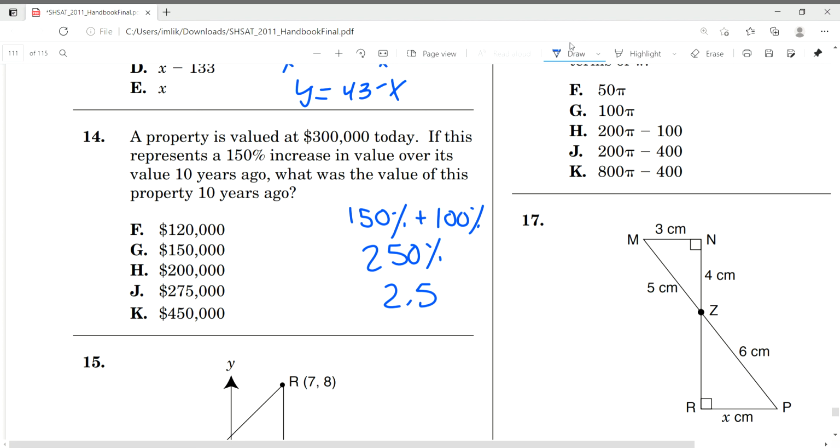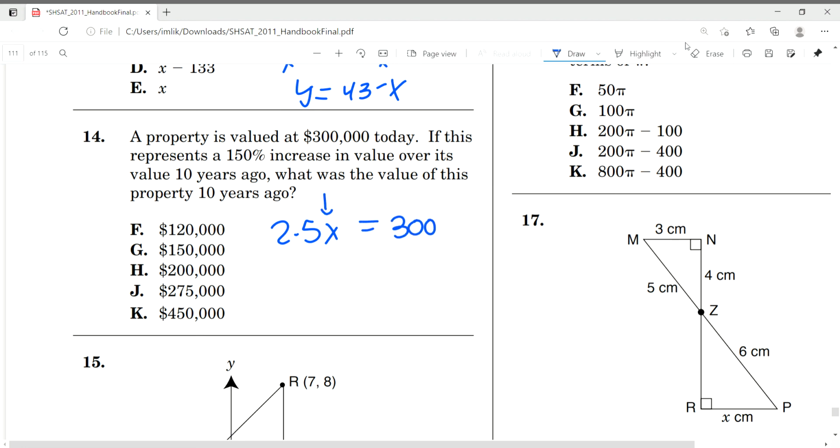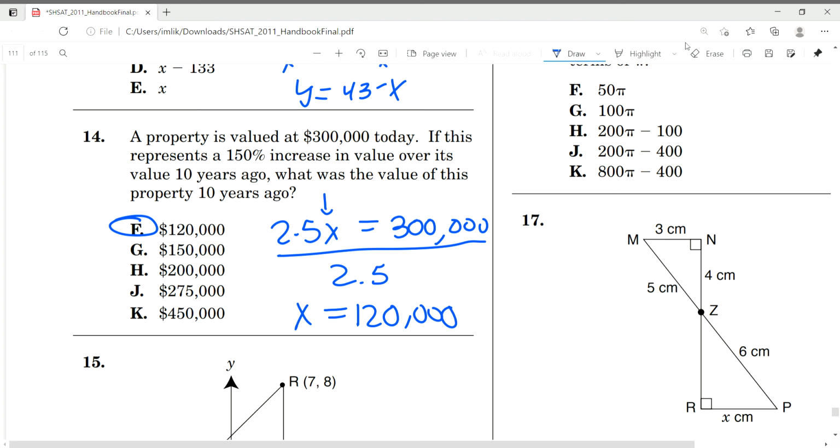But anyways, so essentially we have a 250% increase, which is equal to 2.5. So now that we know how much it increased by, we need to know what to multiply our original value by. So we have 2.5x, and x is our original value, is equal to $300,000. In order to solve, we can just divide both sides by 2.5, and we get x, our original value, as 120,000. Meaning that if you were multiplying 120,000 by 2.5, you would get 300,000.